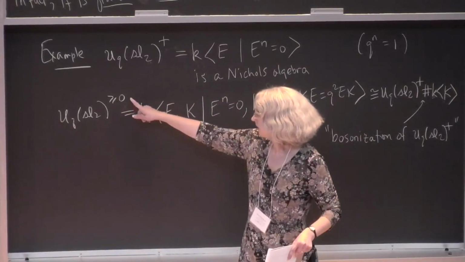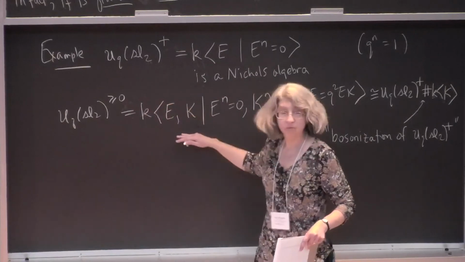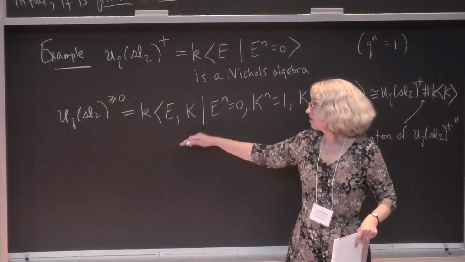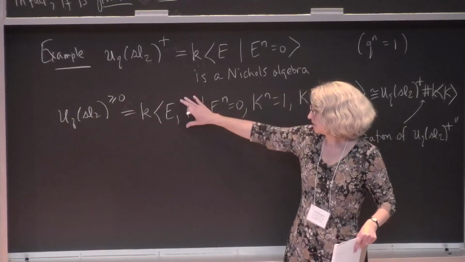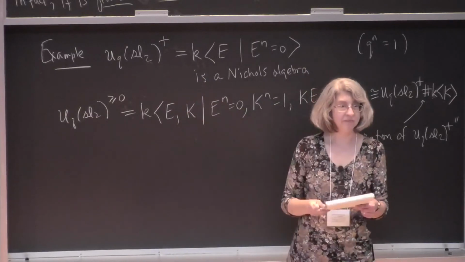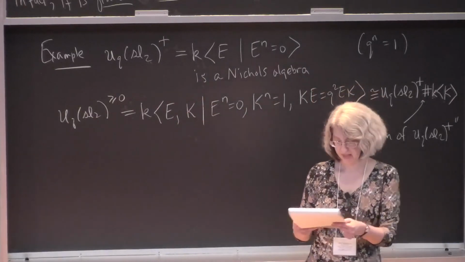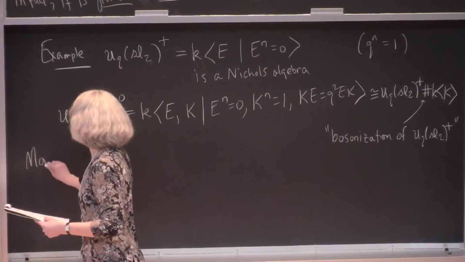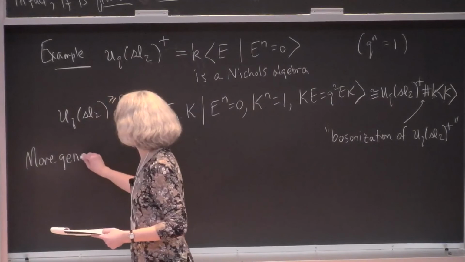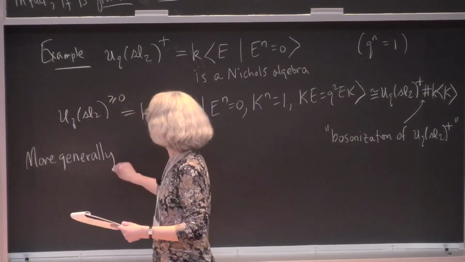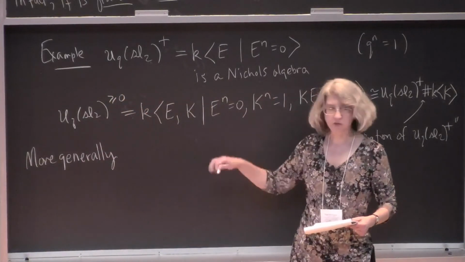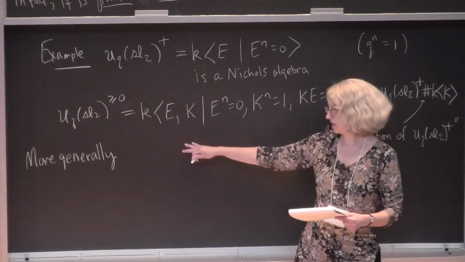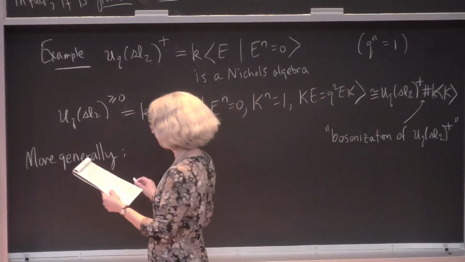All right, so let me write down UQSL2 itself. You've got one more generator, right? And that turns out to be the Drinfeld double of this modulo some group-like elements. More generally, this example is very typical, although in general, relations are much more complicated, but this still gives you the picture.